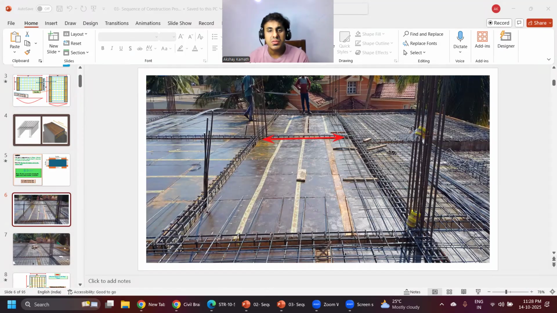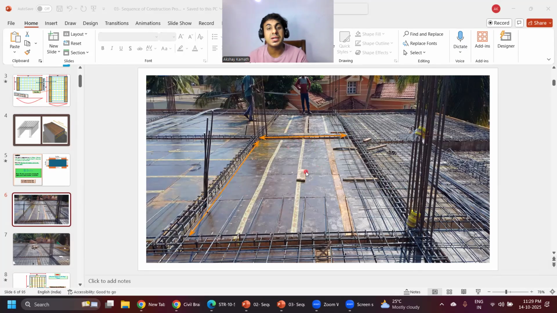This is my shorter span. Span is always from inner to inner, beam inner to beam inner. And this is my longer span. So when I divide the longer span by the shorter span, if that ratio is less than or equal to 2, it will become a two-way slab. If it is greater than 2, it is a one-way slab.